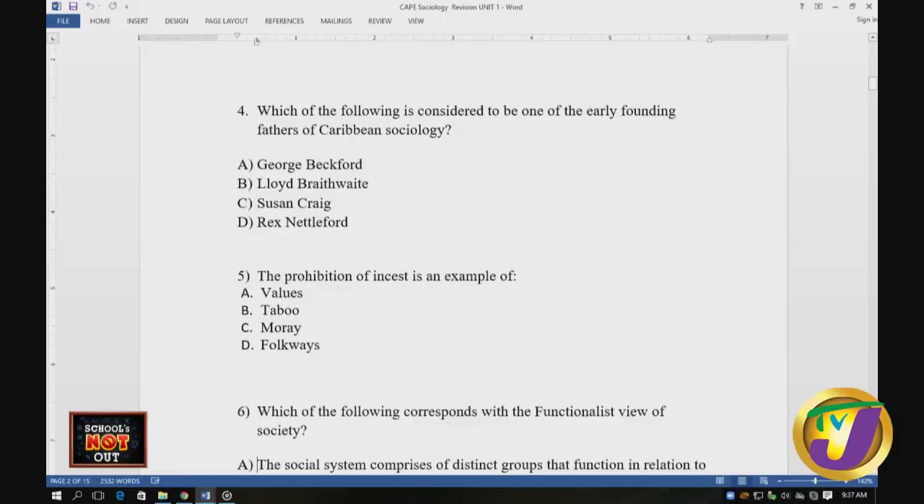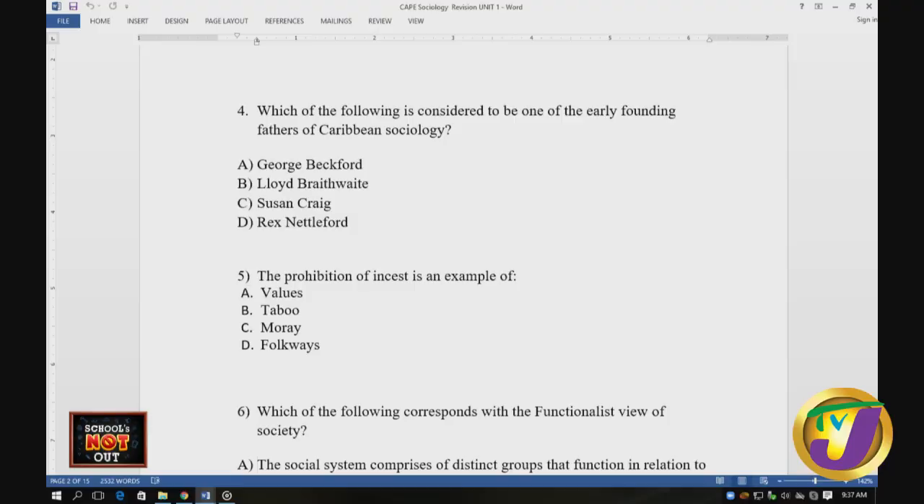The prohibition of incest is an example of: values, taboo, mores, folkways. Of course, mores is spelled wrong here deliberately, to kind of throw you off, because mores in sociology is spelled M-O-R-E-S, although it is pronounced M-O-R-A-Y-S. So values, taboo, mores, folkways. Now, in terms of incest, taboo, strong sanctions, and incest would attract strong sanctions. So of all the answers there, taboo would be the correct one.